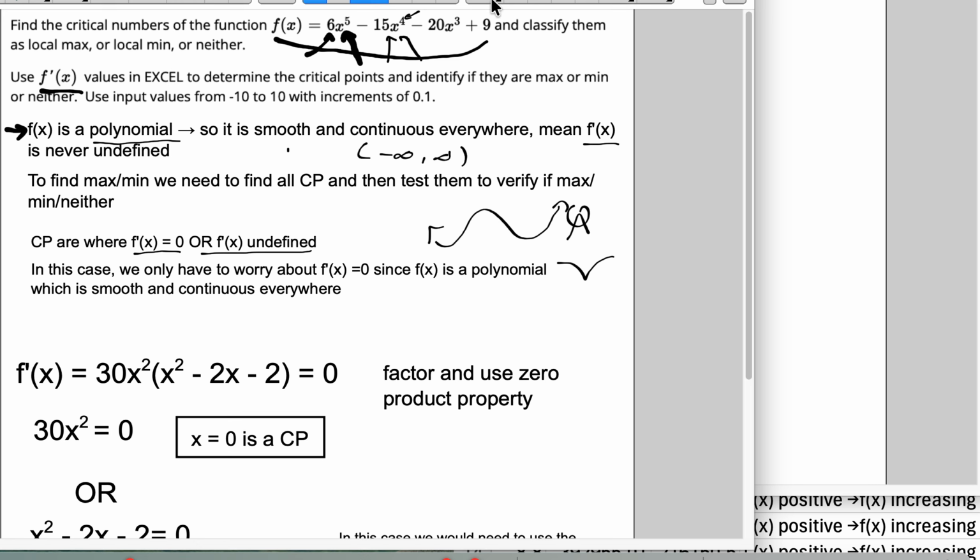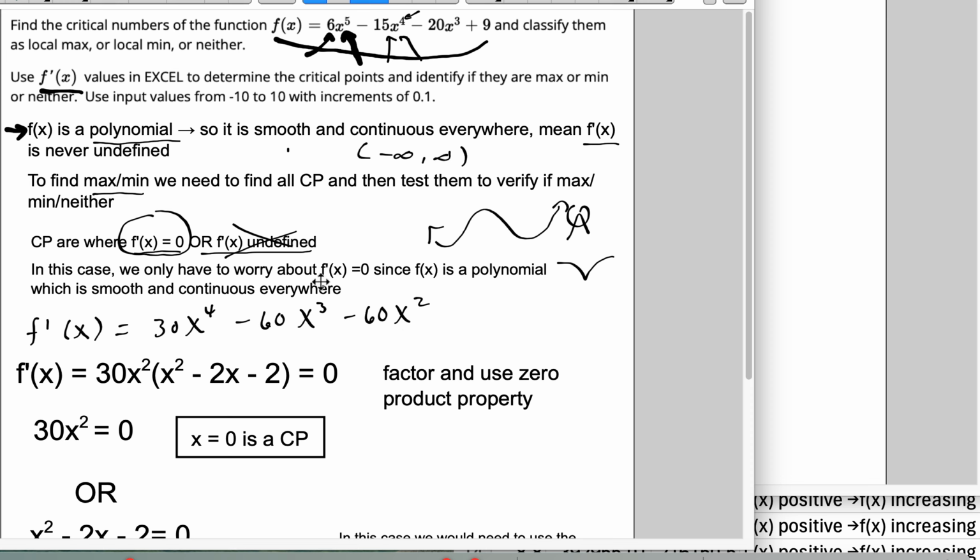That helps me out here because if I want to find the max and the min, I now just need to consider where the derivative is equal to 0, because I know I don't have any points where the derivative is undefined. So when I take the derivative, this is just a power function. f prime of x is equal to 30x to the fourth minus 60x cubed minus 60x squared.